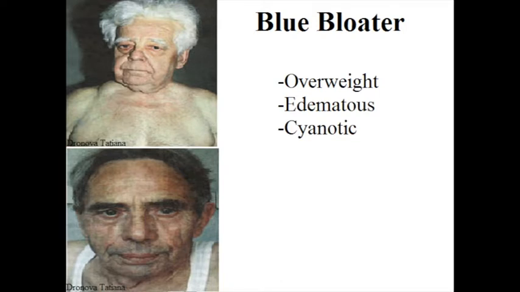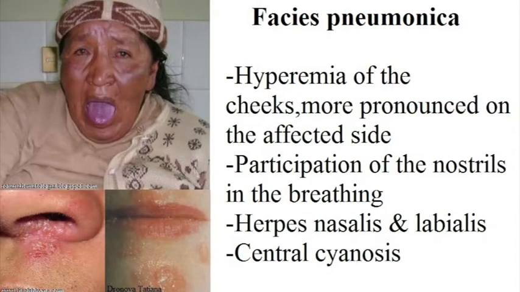Blue bloater's face in chronic bronchitis. These patients were sometimes called blue bloaters because of cyanosis present in the later stage and because of the associated edema of right ventricular failure. Patient is overweight, edematous, and cyanotic.